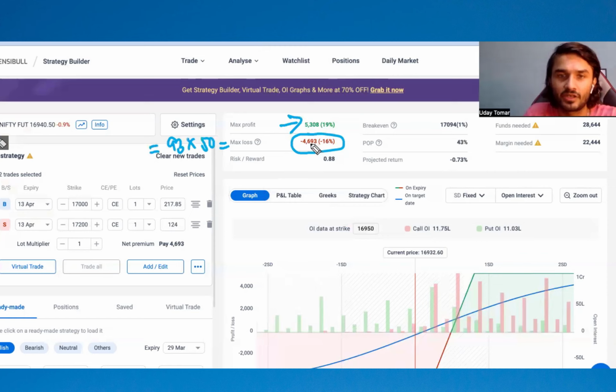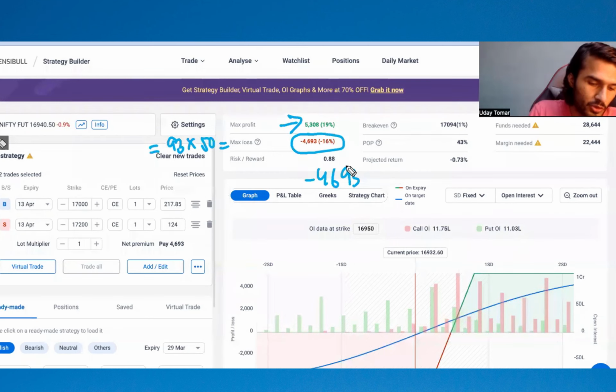Now if you say that the risk to reward, you are risking 4,693. So if you see, the risk to reward is not that good. The profit which you could get is 5,308 and you're risking 4,693. So your risk to reward is not that good in this option, which is 0.88. So yes, this is there.